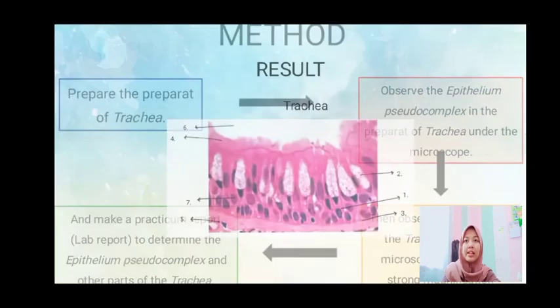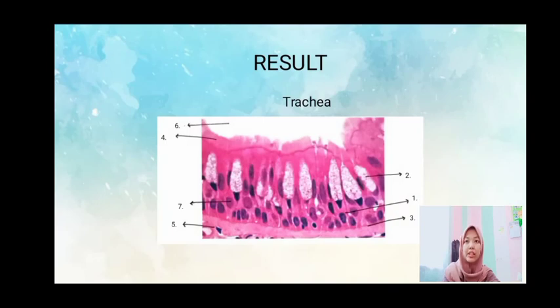And next is the result of the lab report about the trachea. Number 1 is pseudostratified epithelium. Number 2 is goblet cell. Number 3 is membrana basalis, or basement membrane. Number 4 is cilia. Number 5 is lamina propria. Number 6 is lumen, and the last is number 7, nucleus, or cell nucleus.